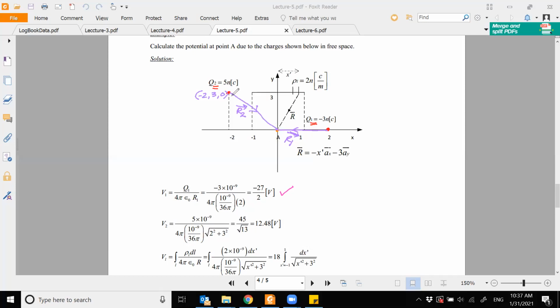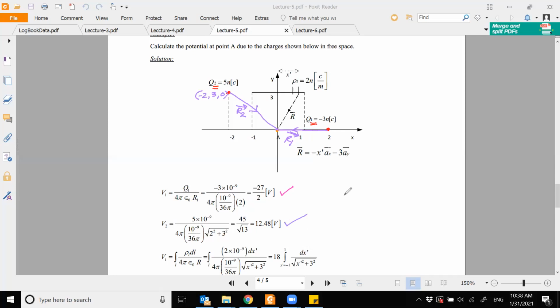Now, what will be this distance? It will be root of 2 square plus 3 square, correct? So this will be your distance, root of 2 square plus 3 square. So which is 45 over root of 13, so 12.48 volts.